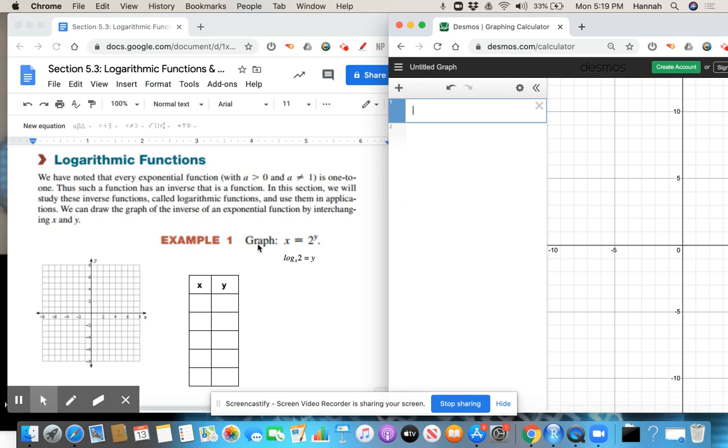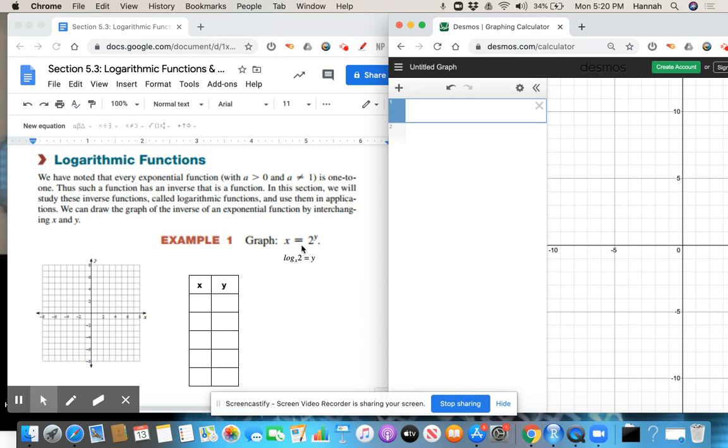So if you look at example 1, it looks very similar to some of the things that we graphed in section 5.2. But look at the difference here. We've reversed x and y. All of the functions that you graphed in the last section had y equals 2 to the x or y equals e to the x. So x was your exponent. Now we've reversed that, which is the definition of an inverse. The definition of inverse is reversing x and y.